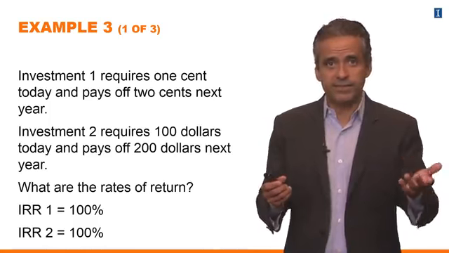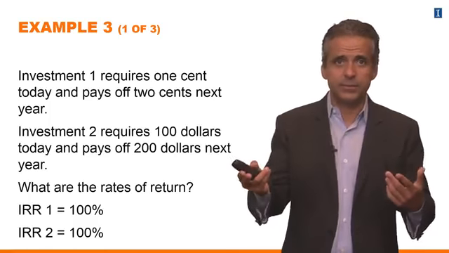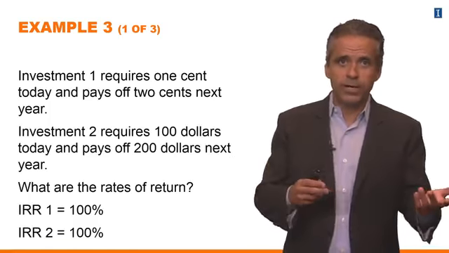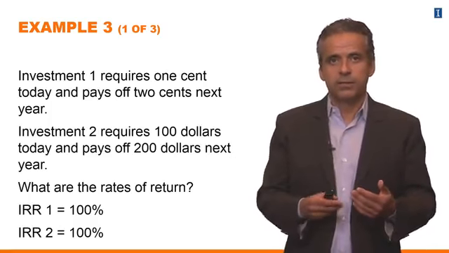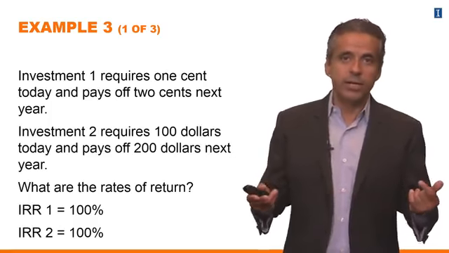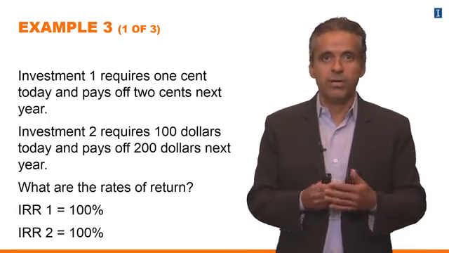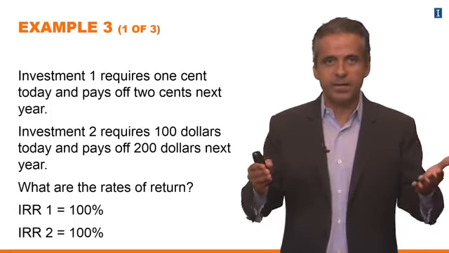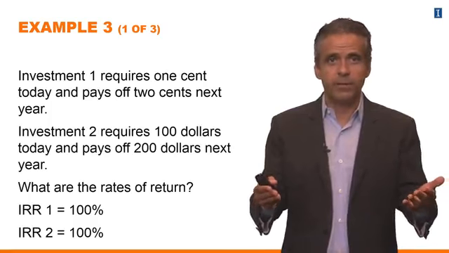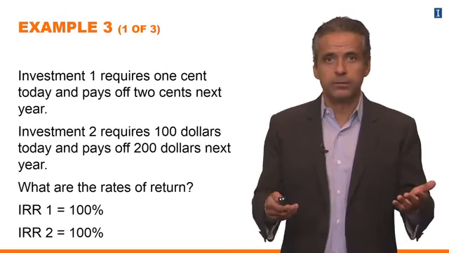The first investment, you invest 1, get 2. The second one, you invest 100, get 200. It's in a different unit, right? The first one you invest in cents, the other one you're investing in dollars. So investment 2 requires a bigger investment. It gives you a bigger payoff. Both have the same rate of return.